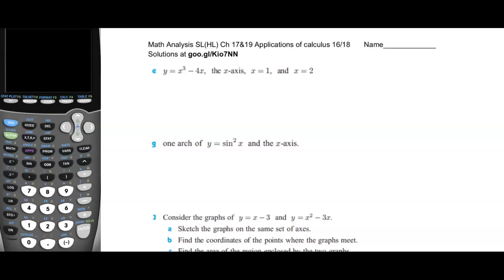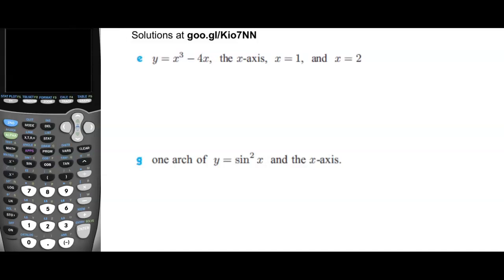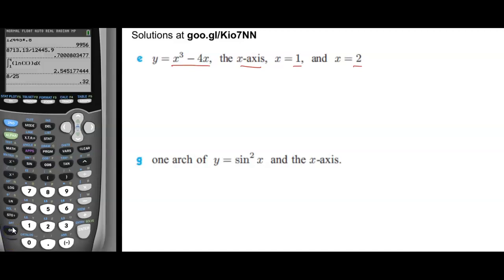Page 16 of Applications of Calculus, we are finding the areas between these boundaries still. So we have this function, we have the x-axis, and we have the left boundary as 1 and the right boundary as 2. Let's graph this to see what it looks like. y equals x cubed minus 4x, graph.